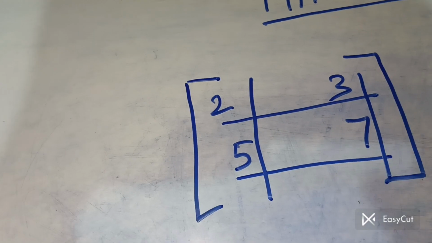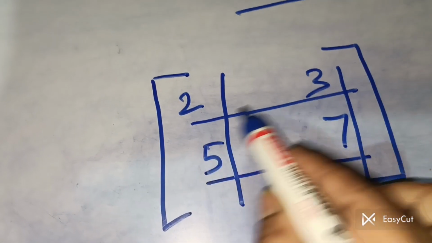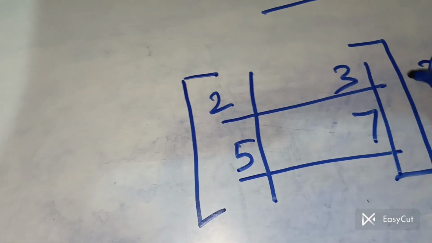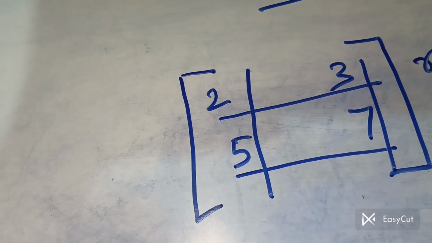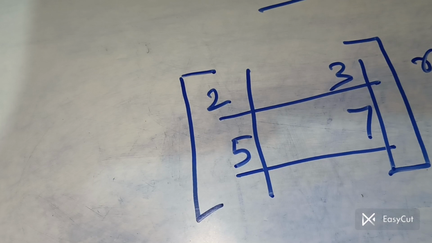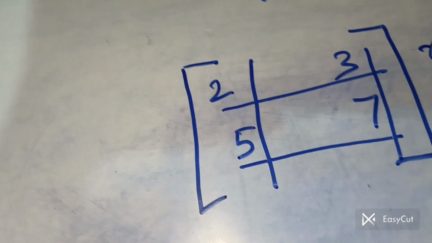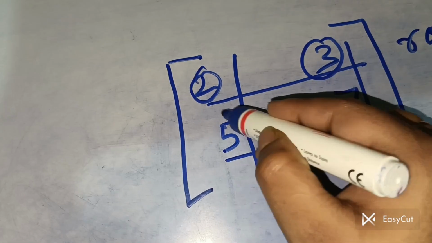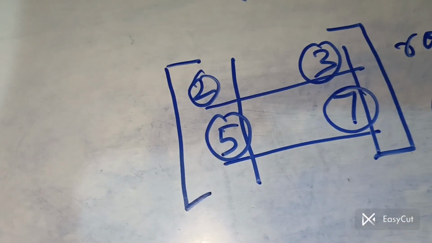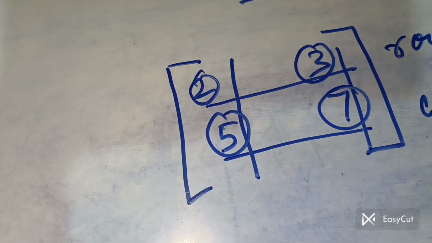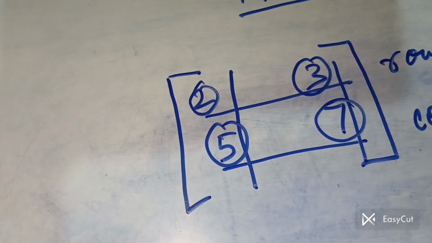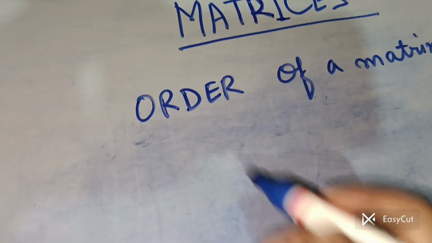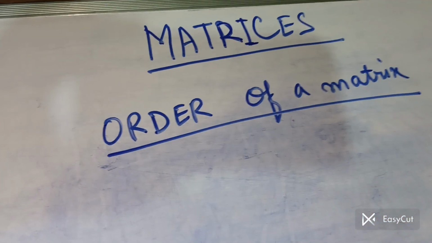Okay, so each of these horizontal lines are called rows and these are called columns. So the numbers are arranged in rows and columns, and these are the elements inside the matrix. We generally use matrices to solve simultaneous linear equations. So here we will study about matrices. Next we will know the order of a matrix.